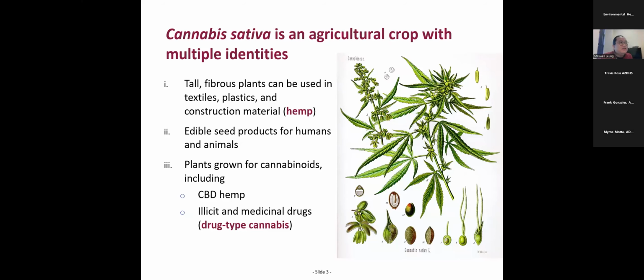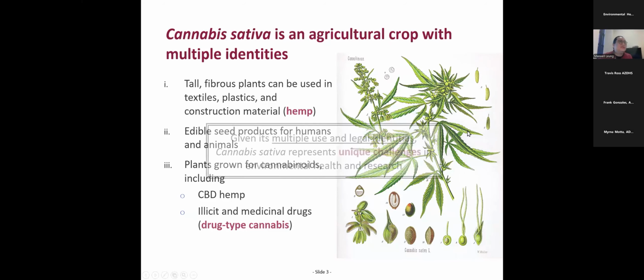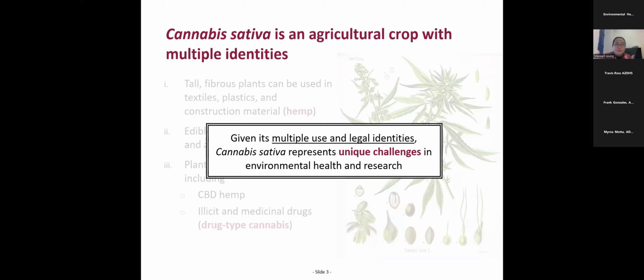One of the interesting aspects about this species is that there are so many different uses associated with this one species. In addition to different uses, you also have different legal identities. Crops that have a THC level higher than 0.3% dry weight are considered cannabis. They're regulated as Schedule 1 substances. So with these different uses and identities comes a unique challenge for environmental health research associated with cannabis sativa, which is the focus of today's talk.